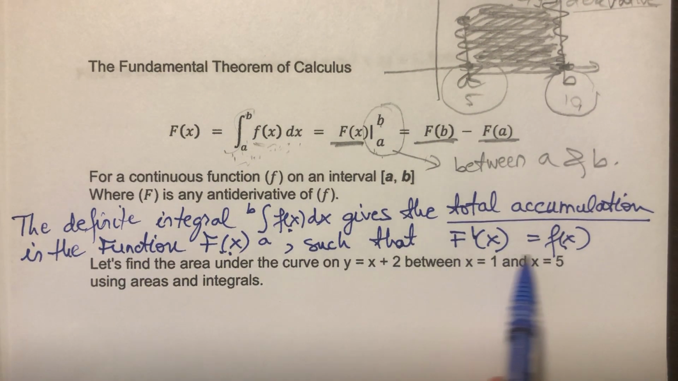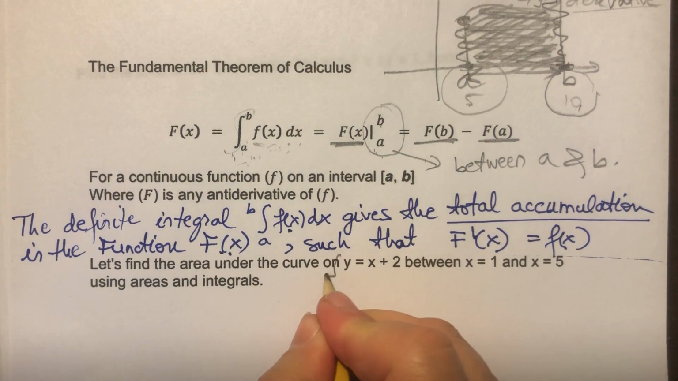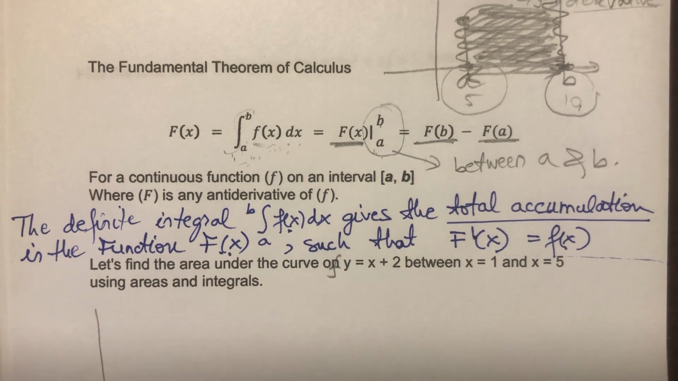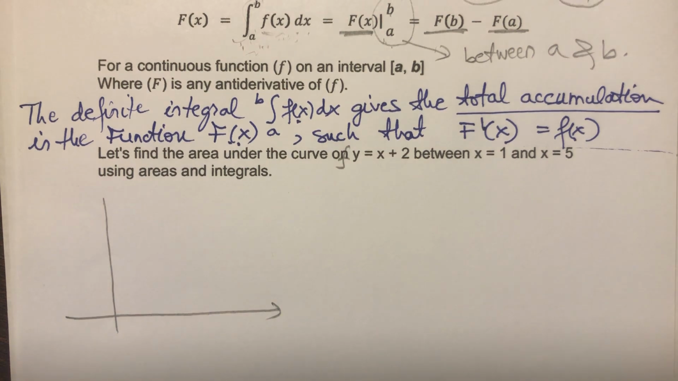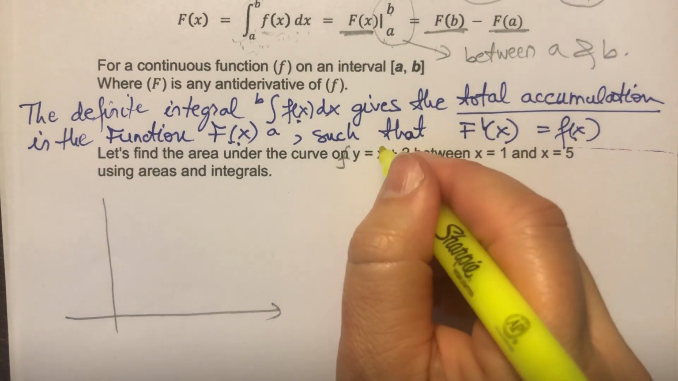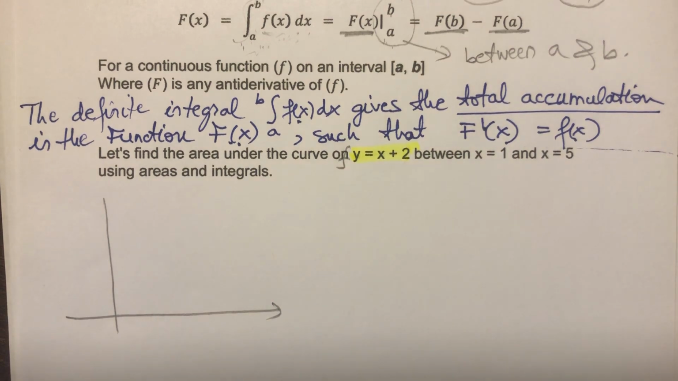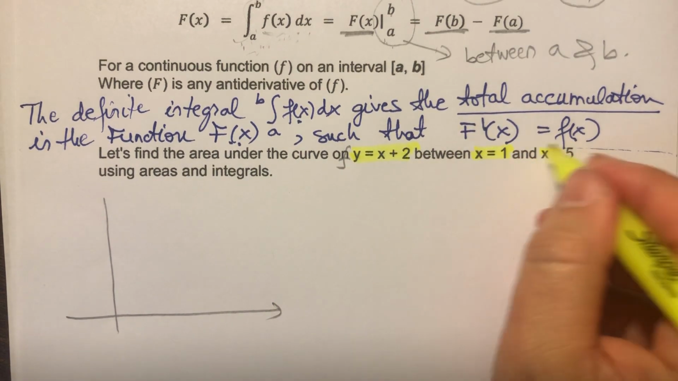I should have left myself a little bit more room here, but this is what we're looking at. I'm going to prove to you that to find the area under the curve simply means to find the antiderivative and evaluate it between these two numbers, just as we said. So it says find the area under the curve of f of x, or y equals x plus 2, between x equals 1 and x equals 5.